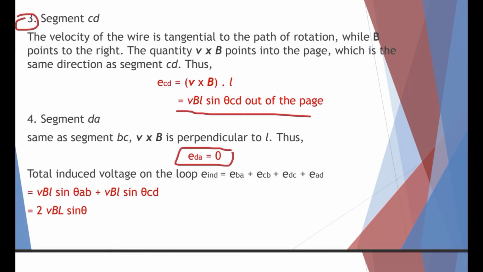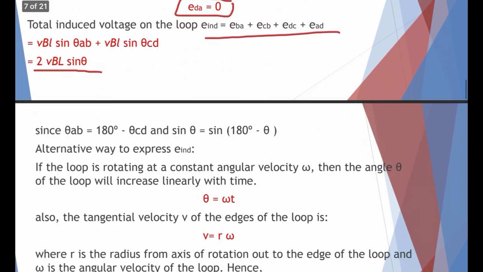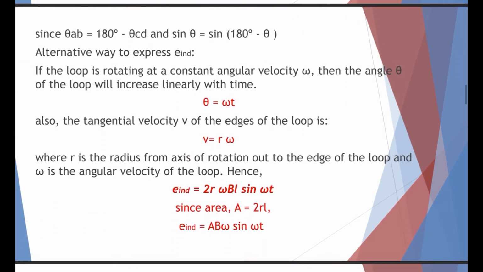Then we add all the voltages together to find the total voltage, 2 VBL sine theta, since theta AB is 180 minus theta CD, and sine theta equals sine of 180 minus theta. We also have the formulas theta equals omega t and v equals r omega. We can write E induced equals 2 r omega B L sine omega t.